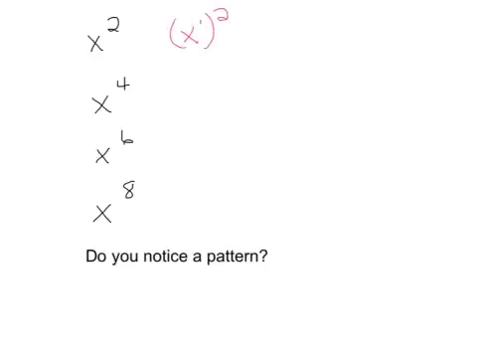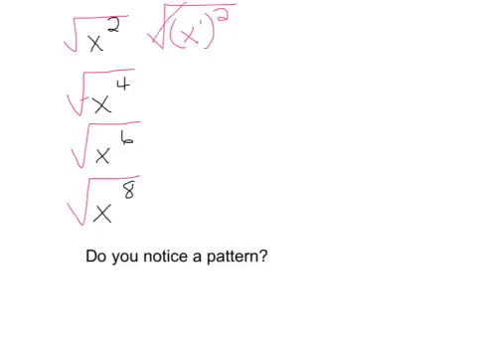Could I write that like that? Does that mean the same thing? It does. All right, so now if I make these all square roots, and I make this a square root, then this cancels the square, and so I'd be left with x to the 1, which is just plain old x.